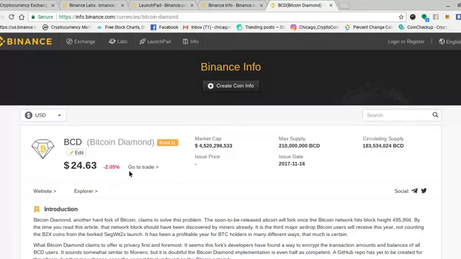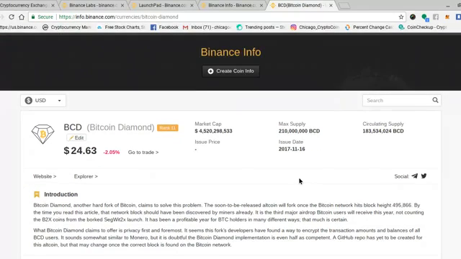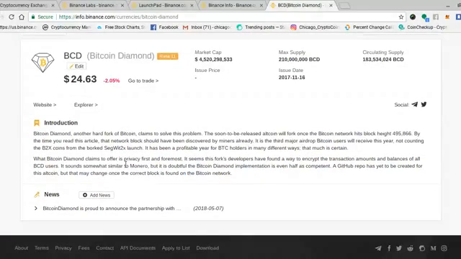Right now it's down 2.5%. The market cap right now is $4,520,298,533. Max supply 210 million coins. The issue date was November 16th, 2017. And right now they have a circulating supply of 183 million. They give you a short introduction.